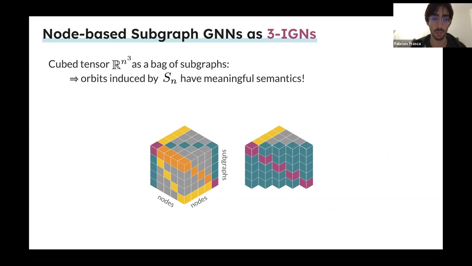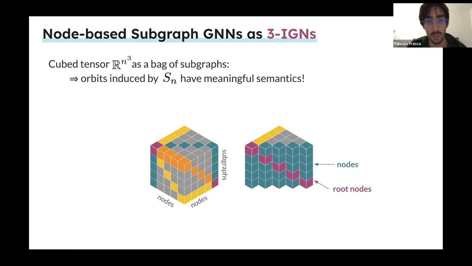These orbits essentially convey a partitioning of this tensor into subsets, which we represent here with different colors. The interesting thing is that if we take a look at the semantics of these orbits, the semantics is actually meaningful. So first of all, one of these orbits, one subset in this partition, is made up of these elements in purple. And if we consider how we constructed this bag of subgraphs, the elements in purple exactly correspond to root nodes. So all those nodes which give birth to subgraphs. Whereas all the other elements in the green orbit, this diagonal plane in the cube tensor, correspond to non-root nodes. So nodes in subgraphs which are not associated directly to the subgraph at hand.